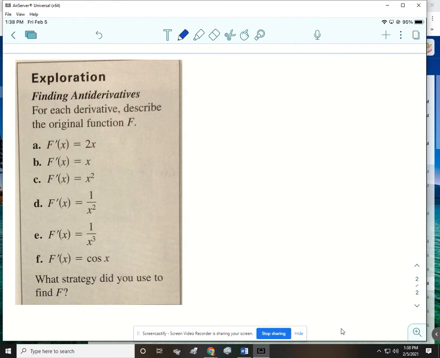For a derivative of 2x, you may have said that f of x was x squared. Someone else might have said that f of x was x squared minus 7. Or someone could have said f of x was x squared plus 15. Those are all true. All of those functions have a derivative of 2x. Okay?